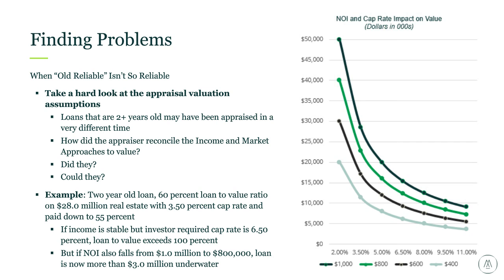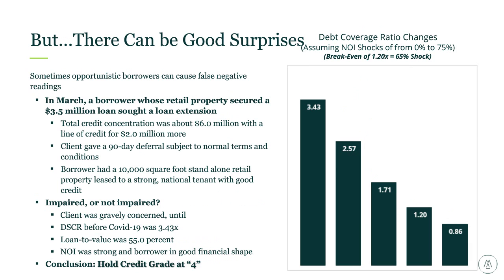The second thing that we did, and this was a good surprise, was something we saw fairly recently. We're looking at a loan where in March the borrower owned a retail property and had a loan out on it. He sought an extension, or a deferral, more correctly. His total credit concentration was $2 million. The bank went in on this $3.5 million loan and said, okay, we'll give you a 3-month extension.